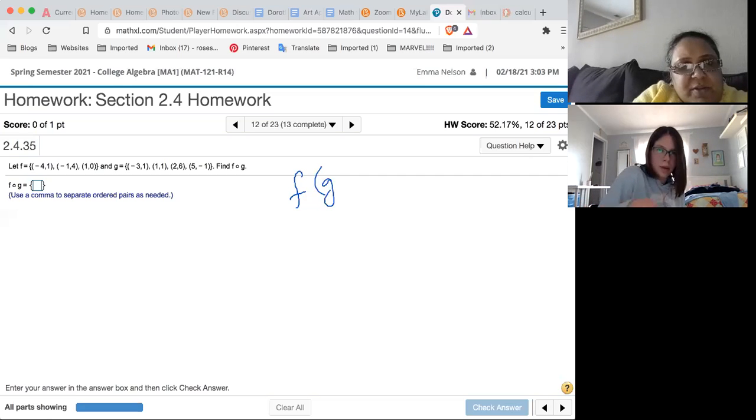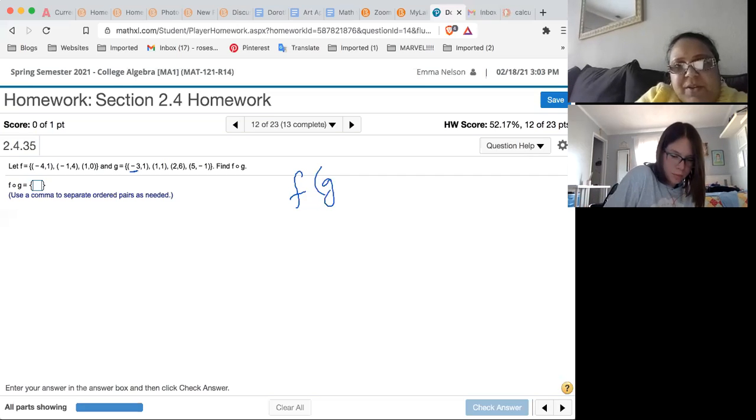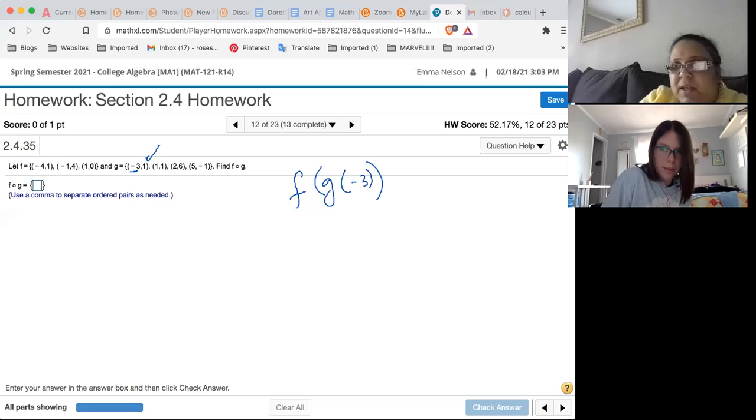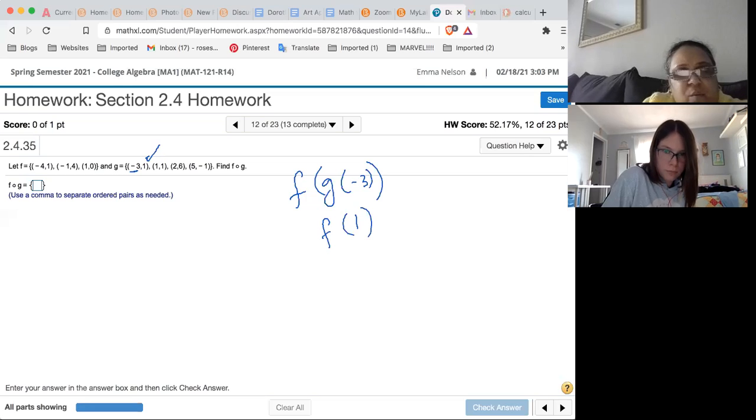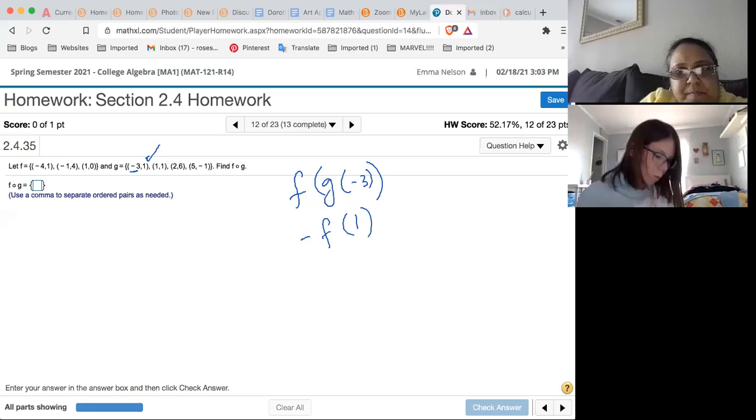So then you start going through each one of those ordered pairs. So yeah, very nice. You did -3. So g of -3 will actually give you 1, right? Because that's the y value for g of -3. So the 1 will go in here, and then you have to find f of 1. And what did that give you? F of 1, that gives -4, right?